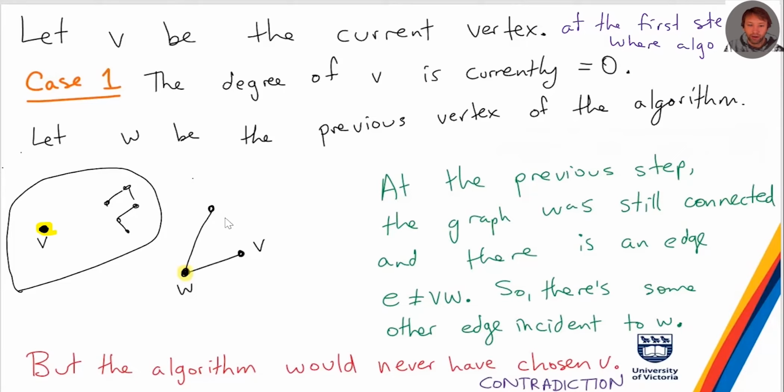Let's call it U. Now, you ask yourself, when the algorithm was at W, why did it go to V? Well, it wouldn't have chosen V, because if it chooses V and it erases the edge, then the graph becomes disconnected, okay? So it would have never chosen to go to V because it would have had another option. So it has an option of U, for example.